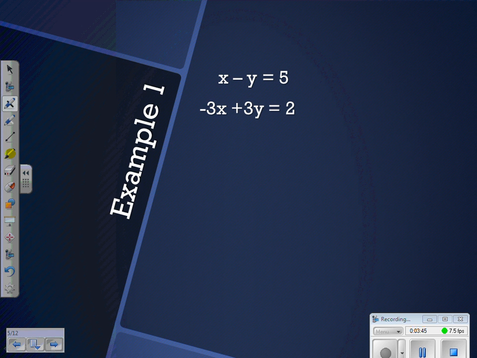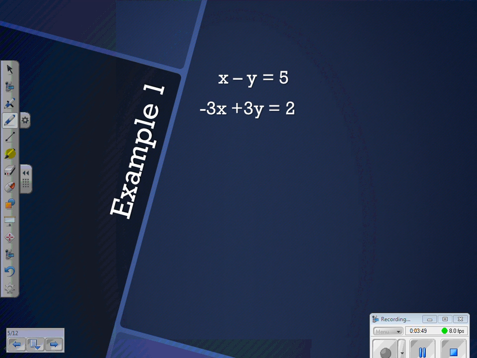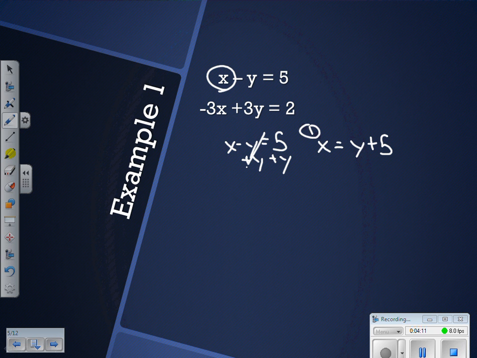So as soon as I see this, first thing I notice, that top equation, x and y are both pretty much by themselves, but x is really easy to get by itself because there's no coefficient, it's positive. So I'm going to rewrite that, x minus y equals 5. And all I need to do to get x by itself would be add y to both sides. Remember, those are not like terms, so I cannot combine them. So I just write that as y plus 5. And that's my step 1.